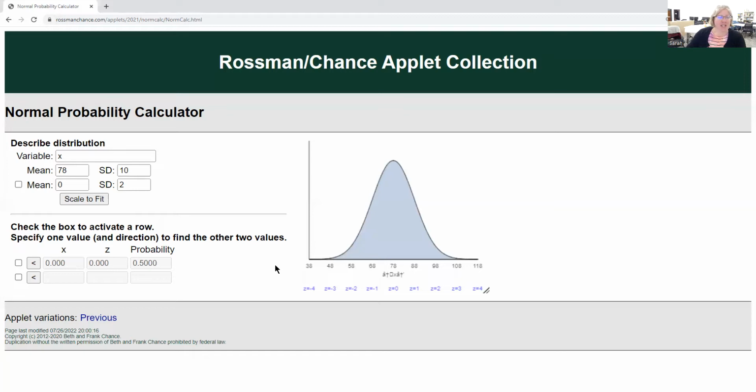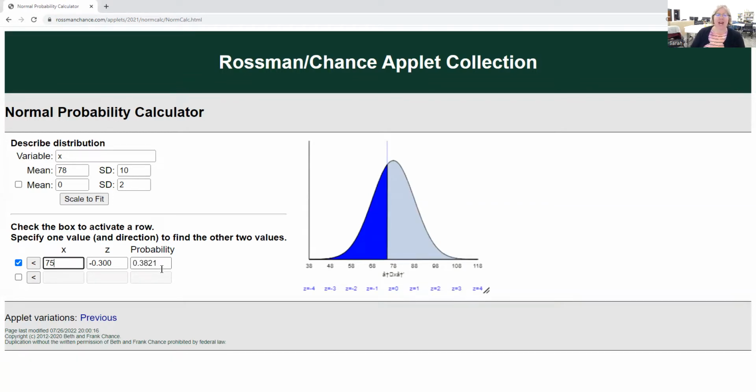And now the first question says, estimate the probability that the student earned fewer than 75 points. We're looking at the less than. I'll click this first checkbox and I will change this X to a 75. And then I want to look at the picture and I see, yep, they have highlighted the side that's less than. So this is what I'm looking for. And that probability is 0.3821, or you could write 38.21%.